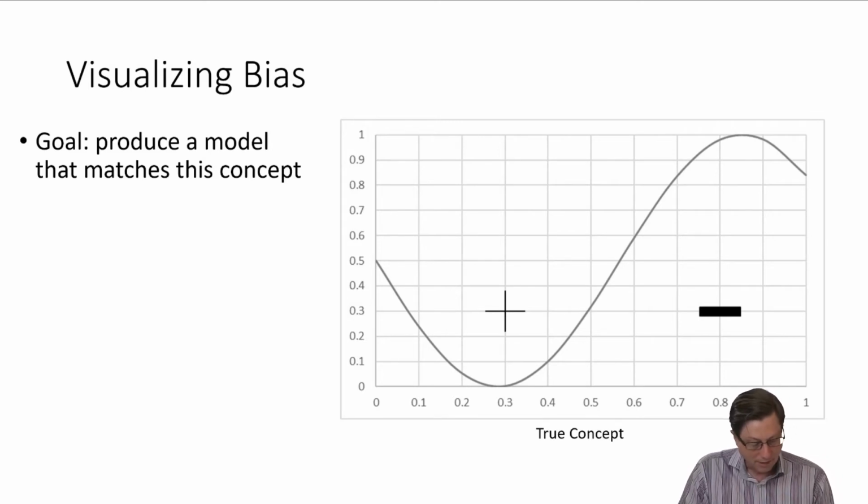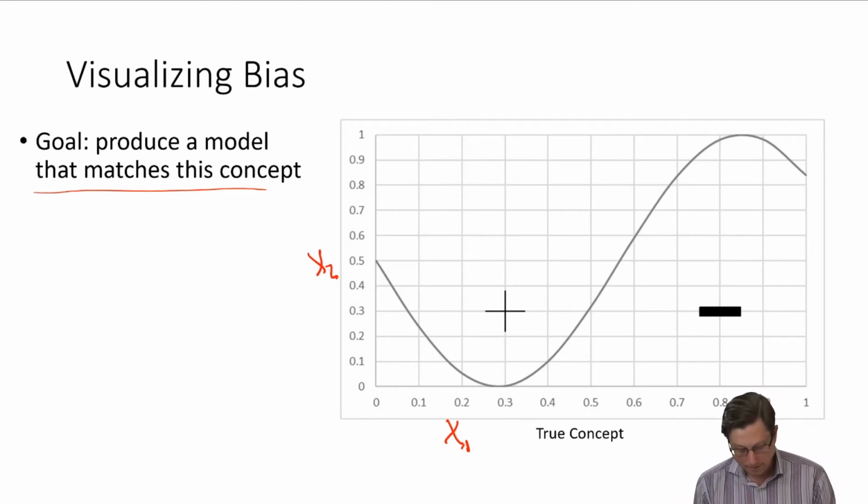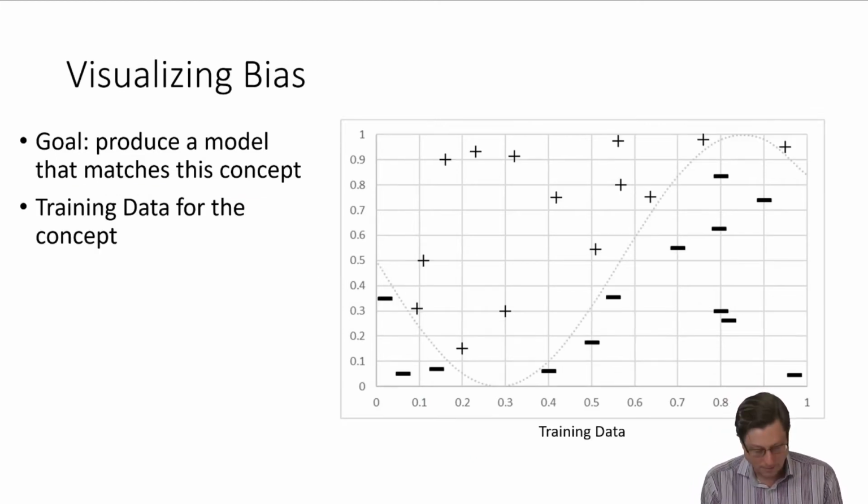And let's visualize bias. If our goal is to produce a model that matches this concept, and the concept has X1, always label your graphs. Why didn't I label it X2? I'm so sorry about that. In this range, y equals negative. In this range, it's 0. In this range, y equals positive. Now we're going to see where the problems can come from.